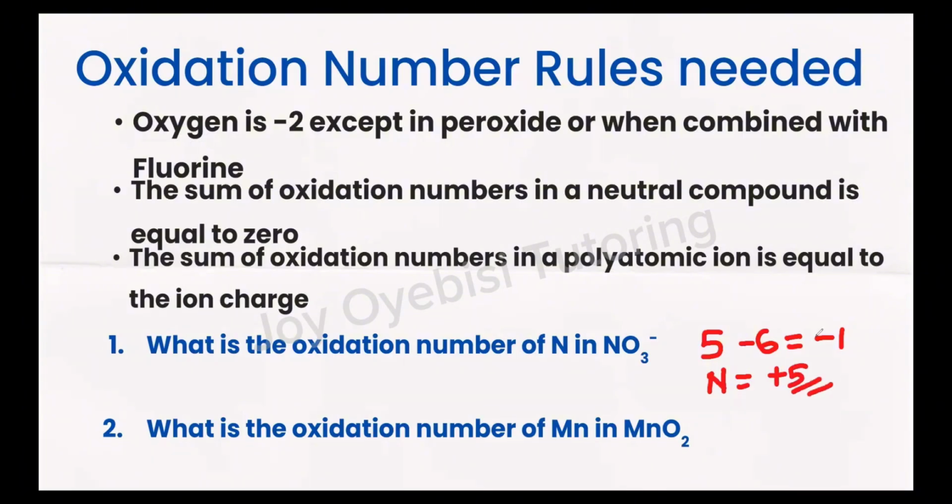The next question says, what is the oxidation number of Mn in MnO2? Now, MnO2 is a neutral compound. And according to the rules, the sum of the oxidation numbers in a neutral compound will be equal to 0. So if oxygen is -2 times 2, that would be -4. And we need the oxidation number of manganese to be a number which, when you subtract 4 from, gives us 0. And that would simply be 4. So 4 minus 4 is 0. That means the manganese oxidation number will simply be +4.